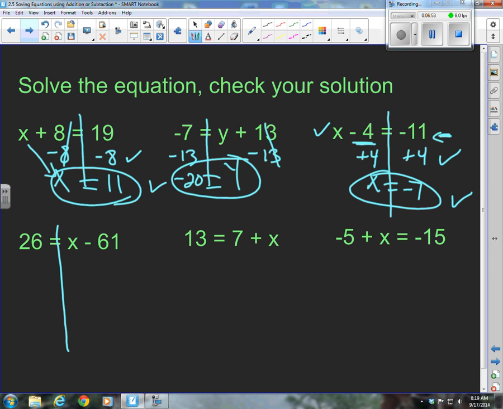Okay, again, what needs to go away? Well, the minus 61. What's the opposite? Plus 61. I need to add 61 to both sides. Okay, that cancels. I get x equals, now I've got 26 plus 61.